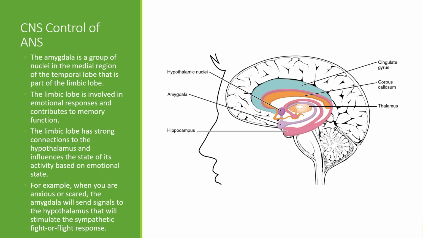The limbic lobe has a strong connection to the hypothalamus, and it influences a state of activity based on your emotional state. So, for example, if you're anxious or you're scared, the amygdala will send signals to the hypothalamus that will stimulate the sympathetic fight or flight response that we've been talking about. So you can see where the amygdala is. It's very, very deep in the brain. It's purple, the lighter purple of the two.